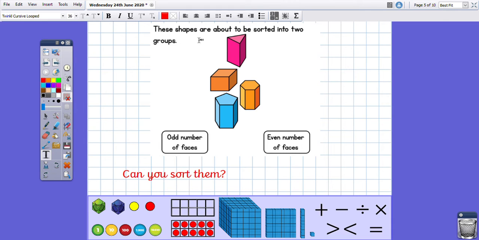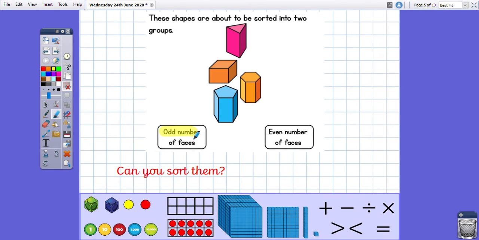These shapes are about to be sorted into 2 groups. So here's my pile of shapes, and here is how I am sorting them. So I'm sorting by the odd number of faces, even number of faces. And remember that a face is the surface that makes up the shape. So the 2D shape that makes the 3D shape. So let's see if we can sort them.